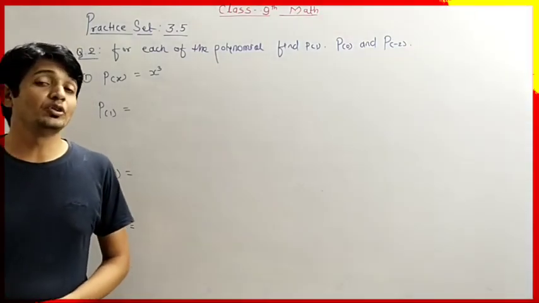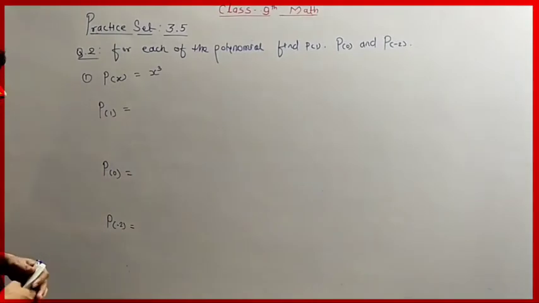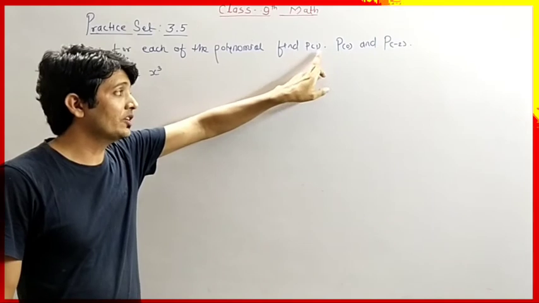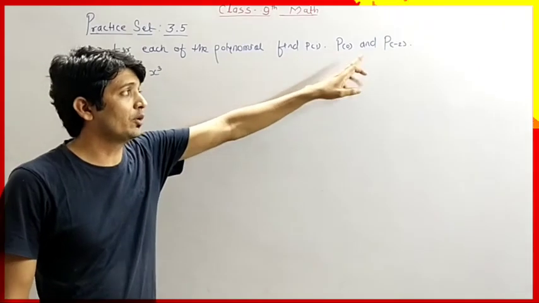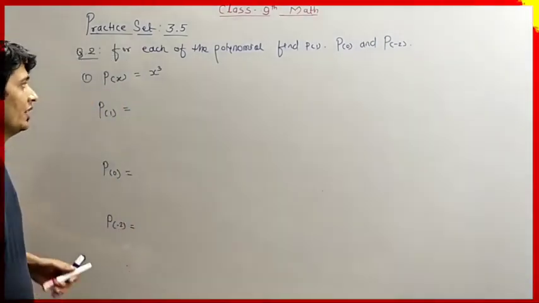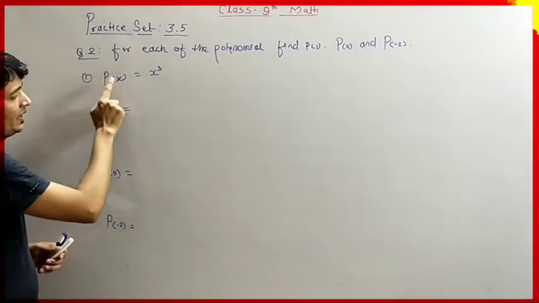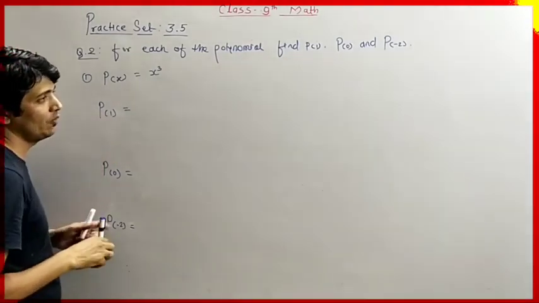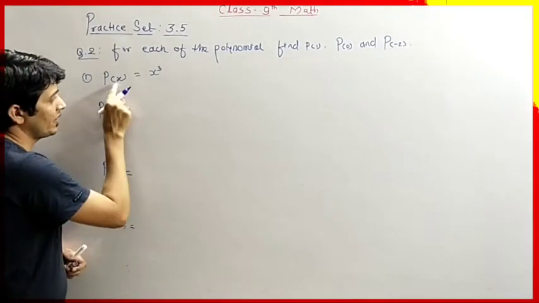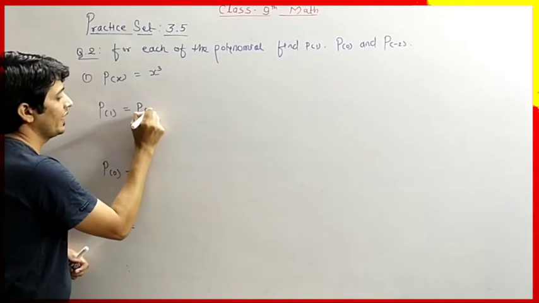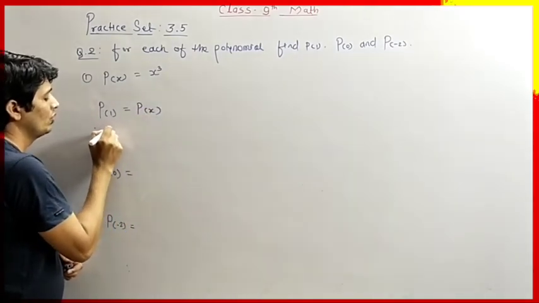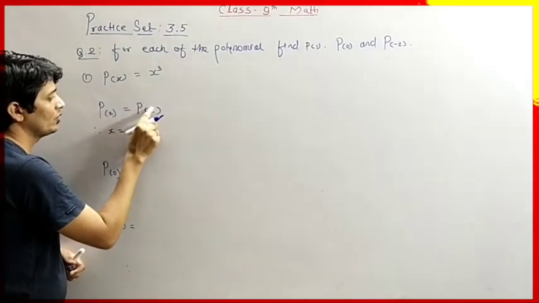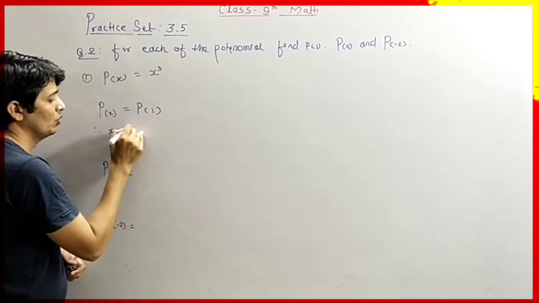So students, we are going to solve the second problem. The second problem says for each polynomial find P1, P0 and P minus 2. The polynomial given is Px equals x cube. First we have to find P1. If we compare this with Px, we have to write 1 in place of x. So x equals 1.